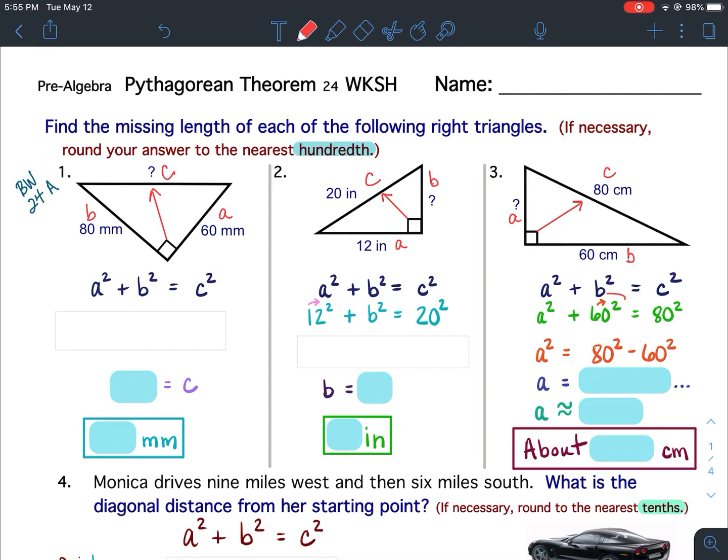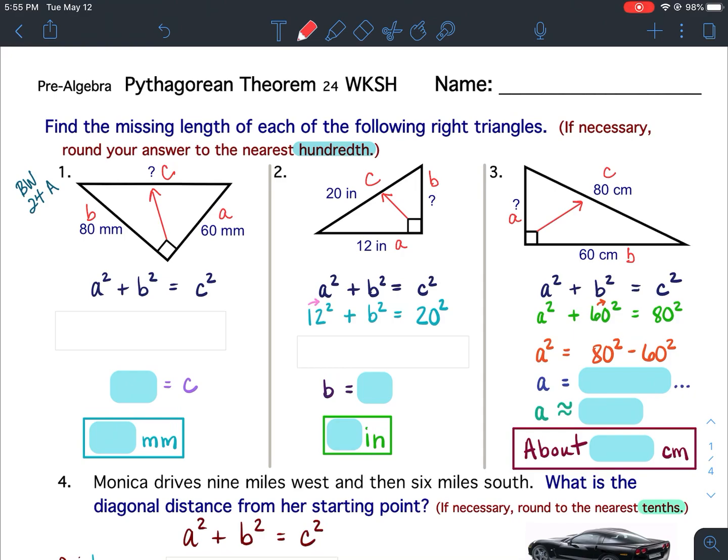Over up here, the 60 squared, that leg is positive, so to take it to the other side, we have to do the opposite operation or the inverse operation. All right, so now you're going to take the square root of both sides. You'll take the square root of both sides, you'll put it in your calculator.